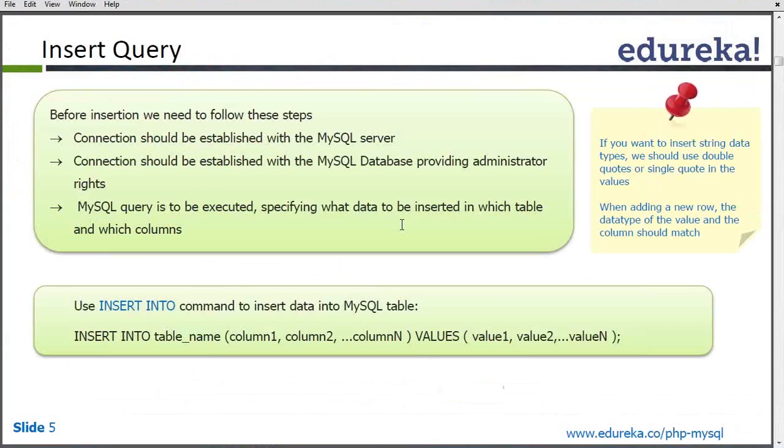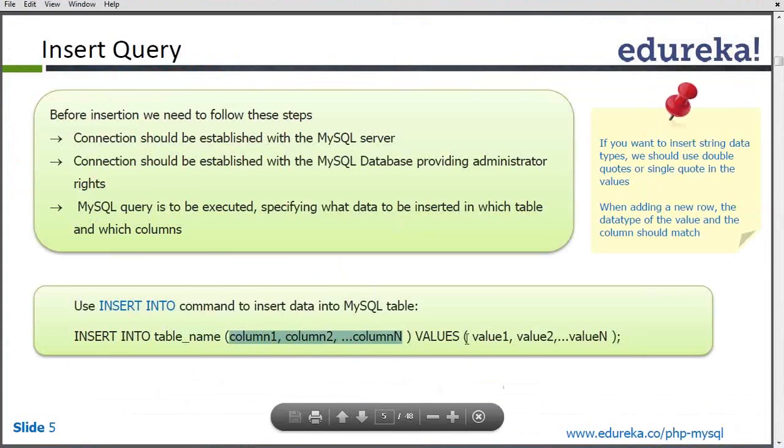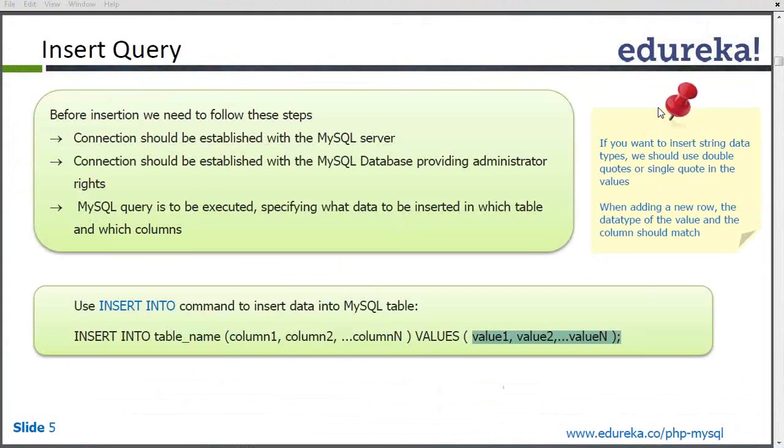Next is MySQL query is to be executed specifying what data to be inserted in table. In this point, it is made clear that in order to insert a particular row into database, we have to define first of all the columns in which we want to have the values, and then sequentially as per the column names we will be having the values for each column. So this is basically the syntax of inserting a particular row into a table in a database. So insert into, then there would be table name, then in first braces we will be giving columns in which we want to insert the values.